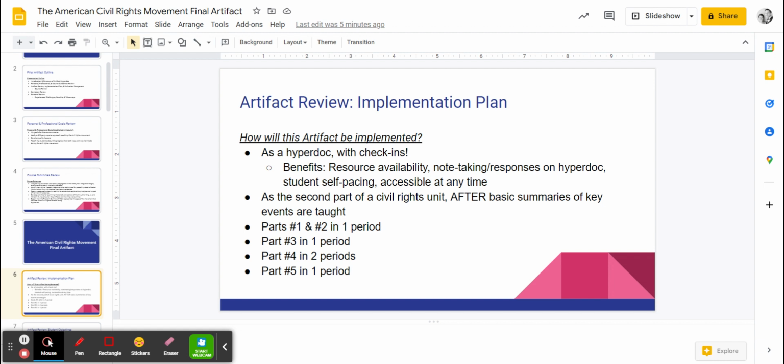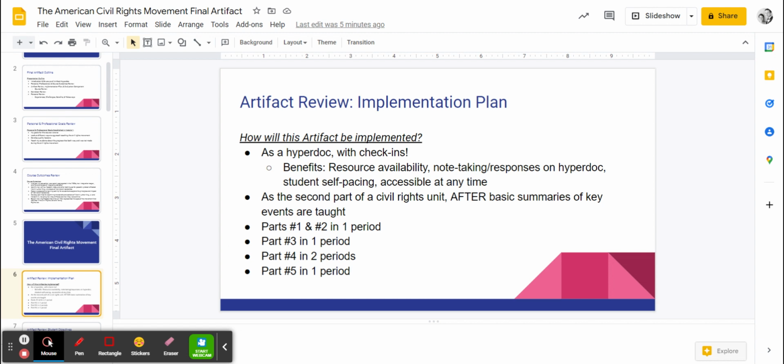So this hyperdoc itself would be given as a second part of a civil rights unit. After basic summaries of a lot of key events are taught, and you'll see that in the hyperdoc, on the left side in part 4, there are very basic summaries given of some of these civil rights events or individuals. That's because some of these basic summaries would be taught earlier, and now this would be looking more at the response people had to these.